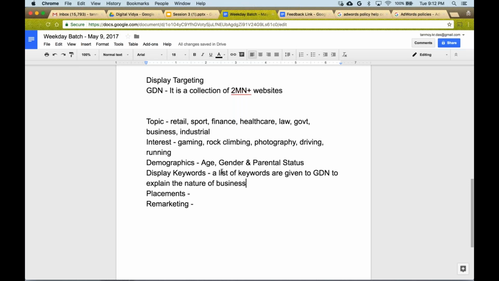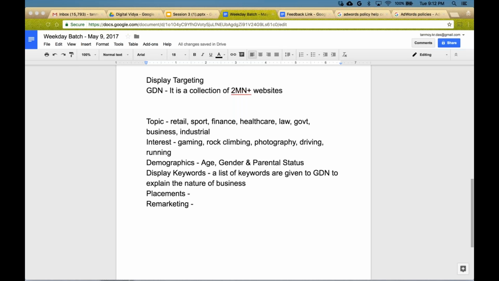For example, let's say I'm selling Samsung phones. My keywords will be buy Samsung phones, sale Samsung phones, discount on Samsung phones in Hyderabad, cheap Samsung phones. Like this, I'll give a list of keywords to the Google Display Network. They will scan through it and understand how it is being done.